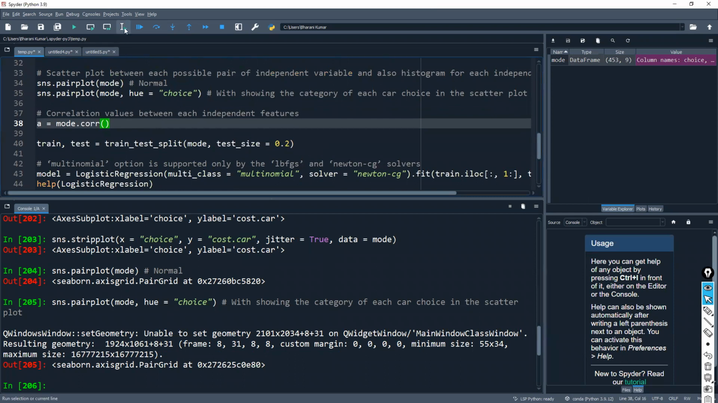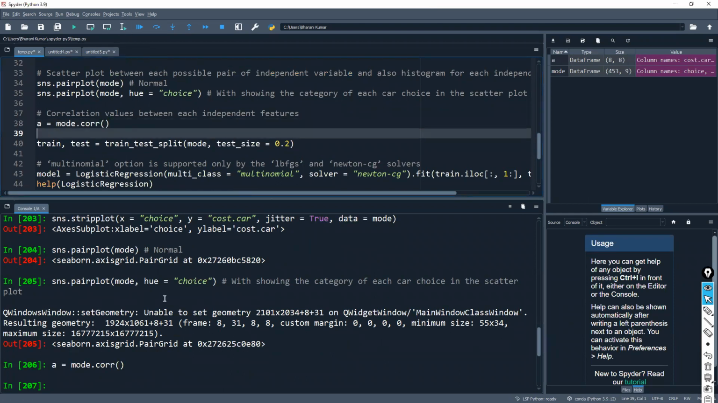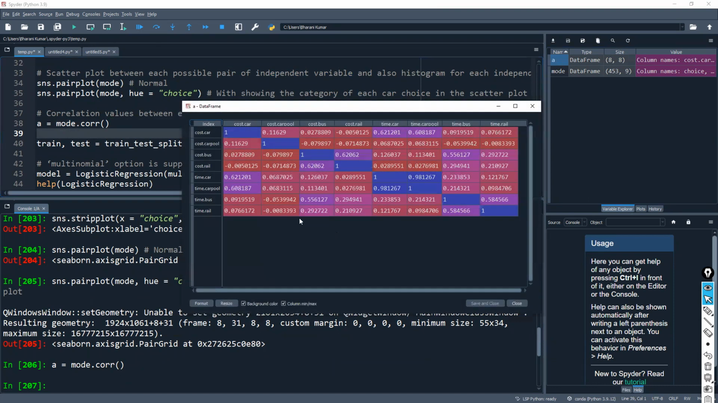You can also look at the correlation coefficient values, and you're saving it in A. If you were to launch that, you get to see the correlation coefficient matrix. Obviously, you know how to draw the inferences. One thing which certainly catches my attention at this point of time is this value, which is the correlation between time taken for carpool versus time taken to car. It's almost the same.